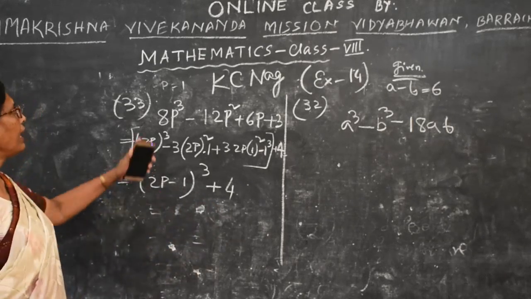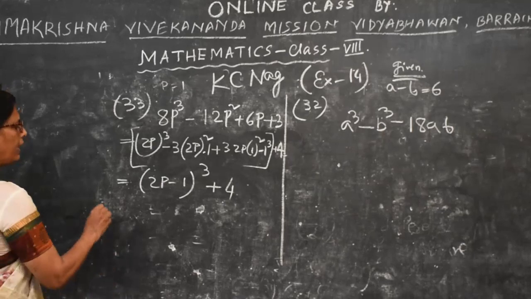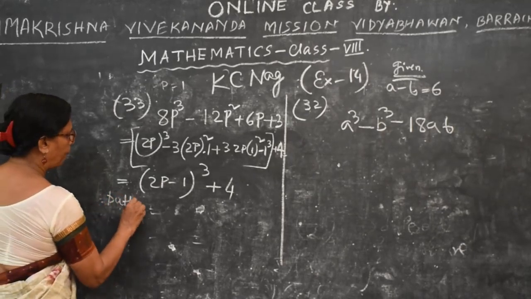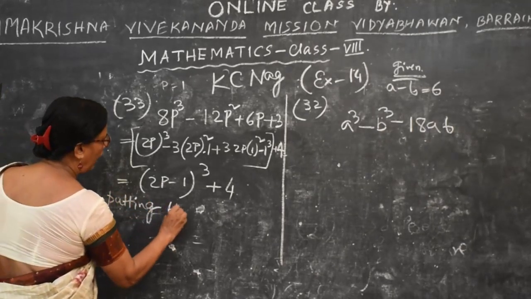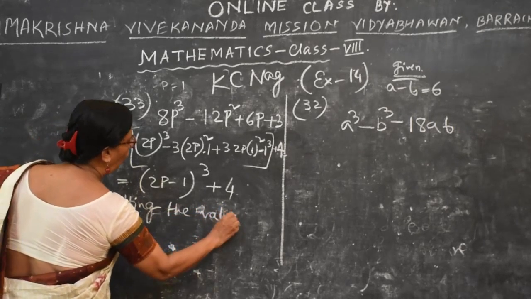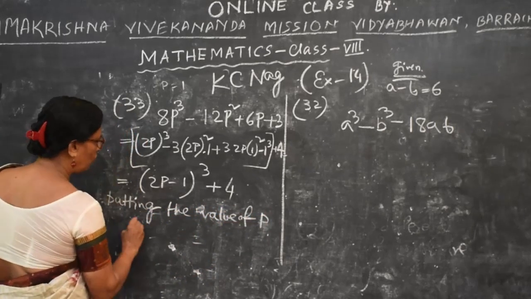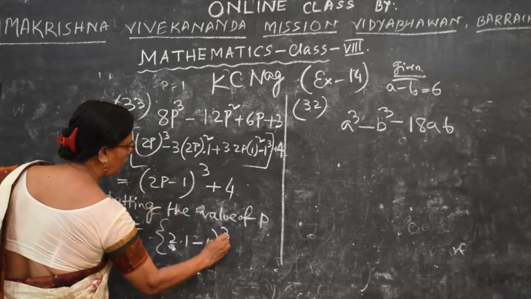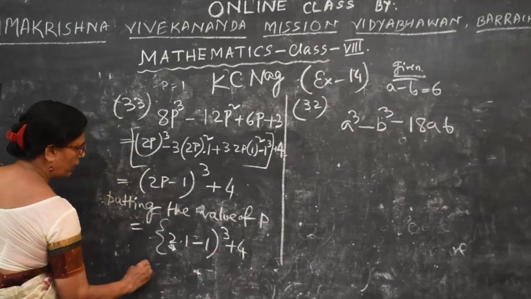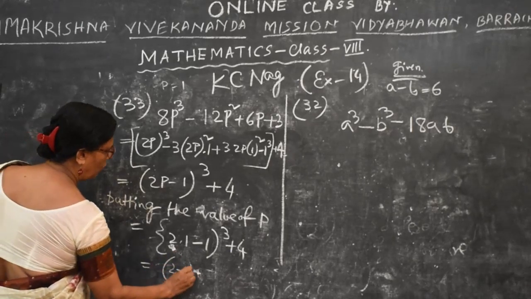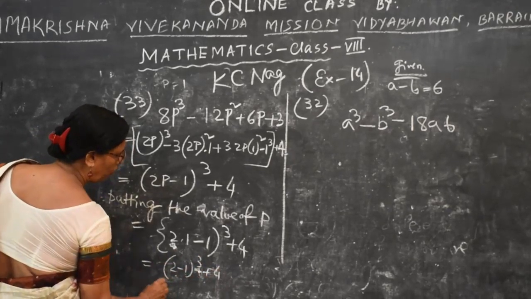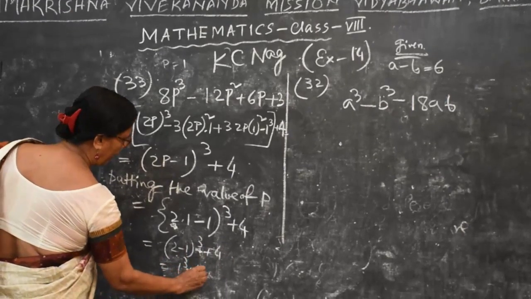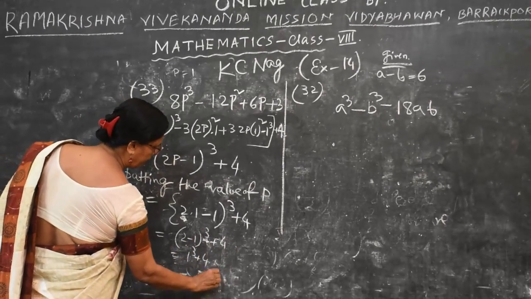So now p is given as 1. So we write, putting the value of p, we get 2 into 1 minus 1 whole cube plus 4. So it is 2 minus 1 whole cube plus 4, that is 1 cube plus 4, that is 5.